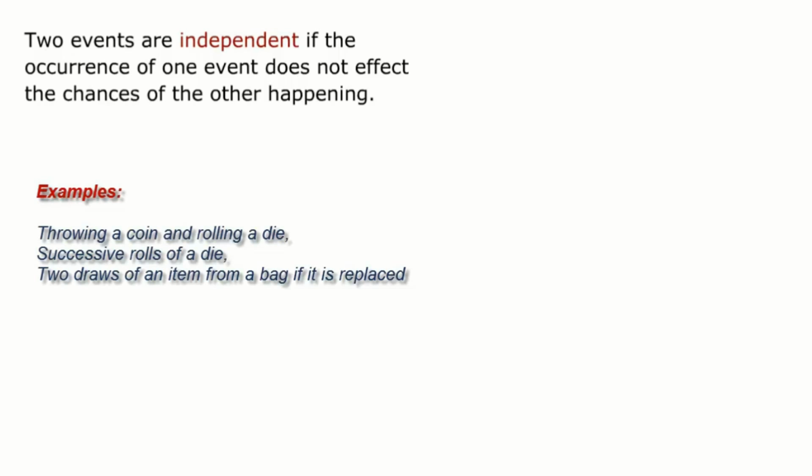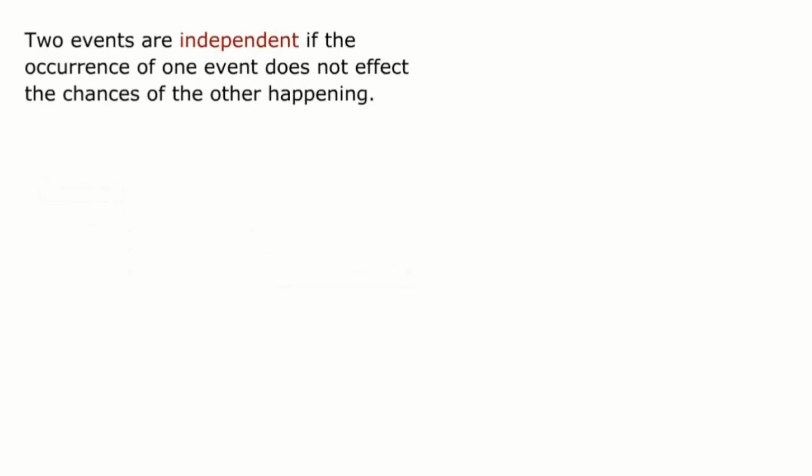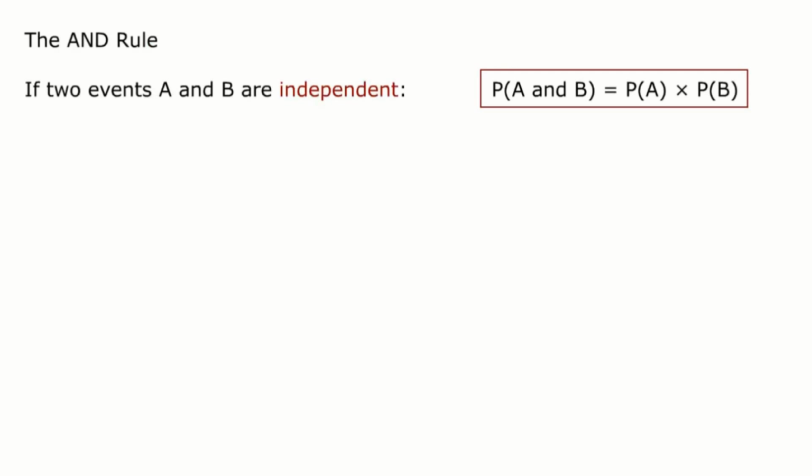So when we've got independent events, we've talked about the OR rule for mutually exclusive. For independent events we have something called the AND rule. Namely, if you know that 2 events A and B are independent, the probability of A and B occurring is just the product of the 2 separate probabilities.